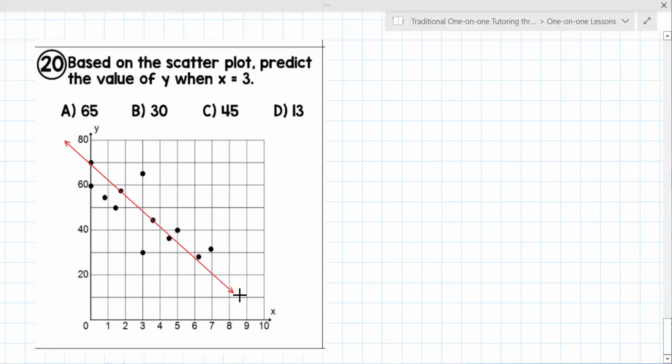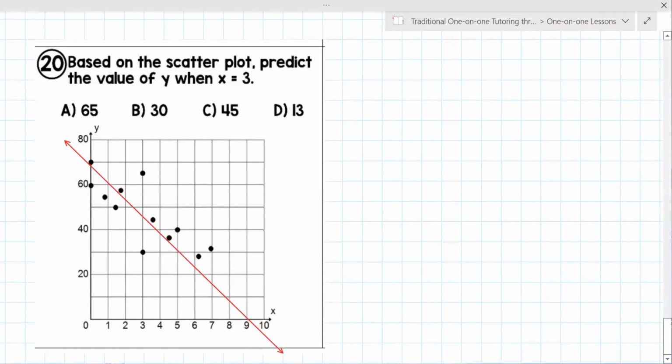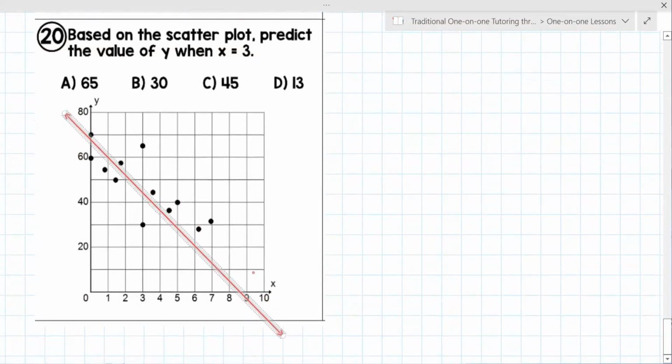So this one clearly goes down and to the right. Okay. And that's not great. Let's see if we can move this up a little bit. Yeah, maybe there. Somewhere in there. That probably looks okay to me.